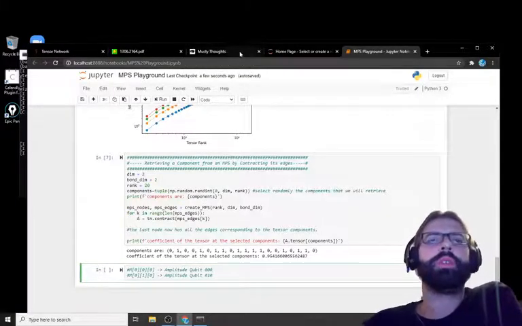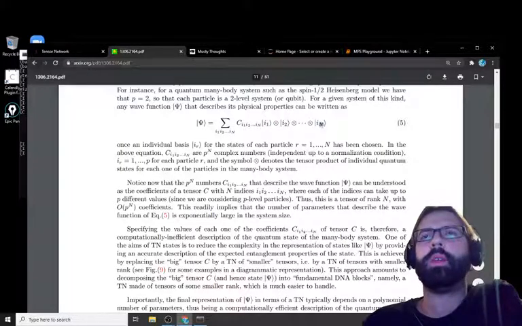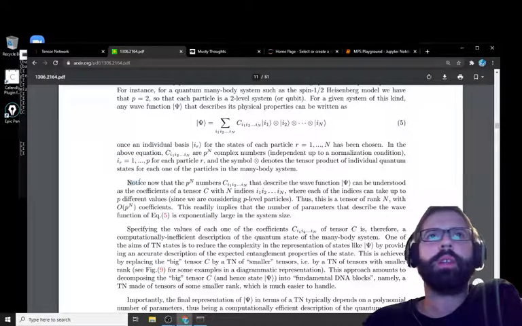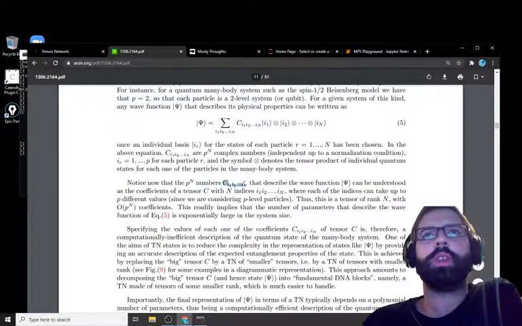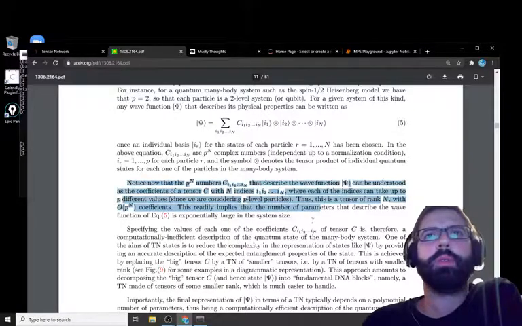It was confusing because it moves away from the standard way of representing circuits, right? So that's what you're saying. These are the coefficients of each of the I1, I2 until IN. Those are the computational bases, right? For your n qubit state, exactly. And so it's basically saying that it's going to have p to the n numbers, and this is a complex number. It's the actual amplitude. It describes the wave function psi, and can be understood as the coefficients of a tensor C with n indices, exactly, where each of the indices can take up to p different values. Yeah. So that's the level, right? That makes sense. Cool.